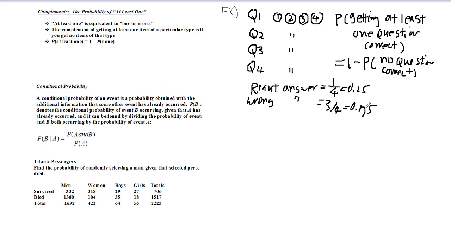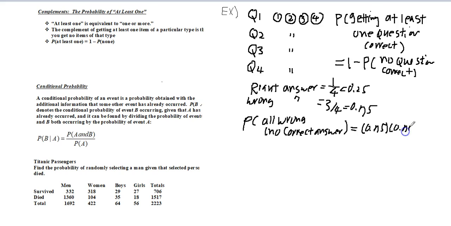Remember that each question is an independent event, because they are totally different ones. So in order to find at least one correct, we first have to find the probability of all wrong. No questions right, all wrong, is the same thing as no correct answer. Each question has a 0.75 probability, so you have to multiply all of them, because they are independent events.